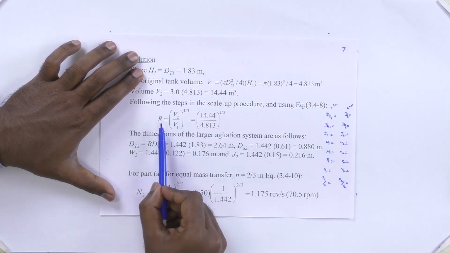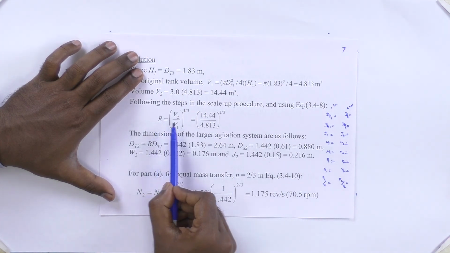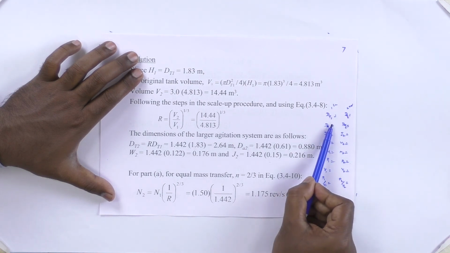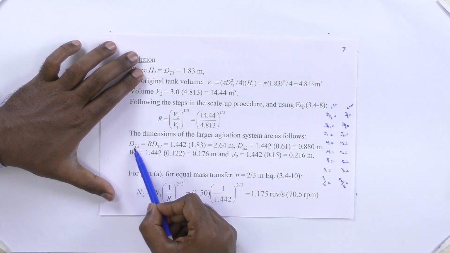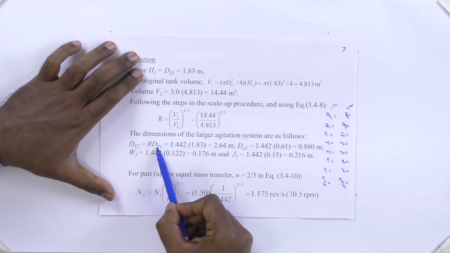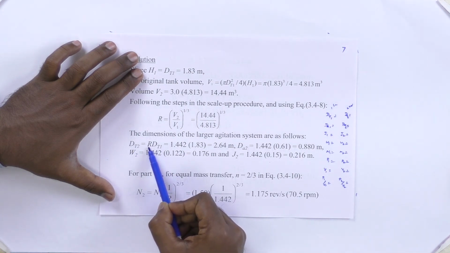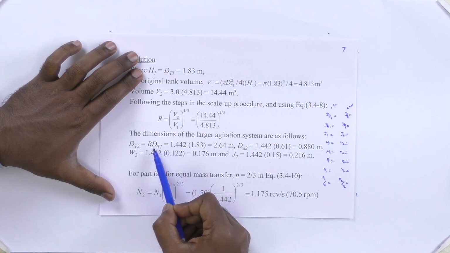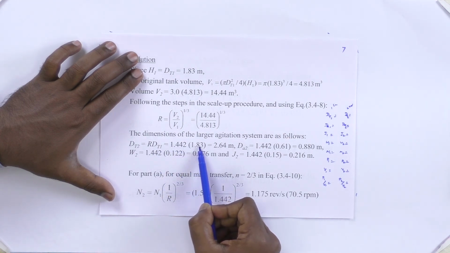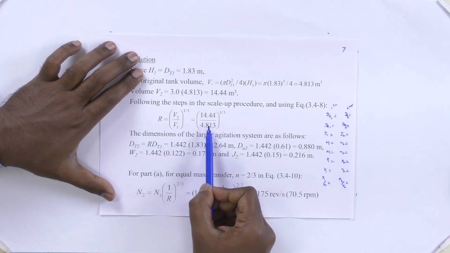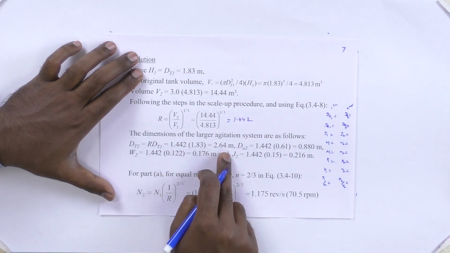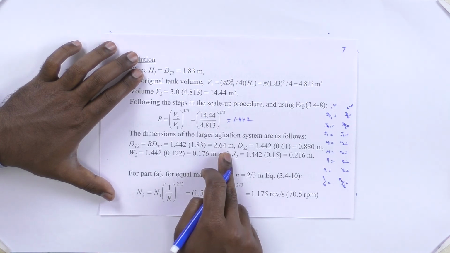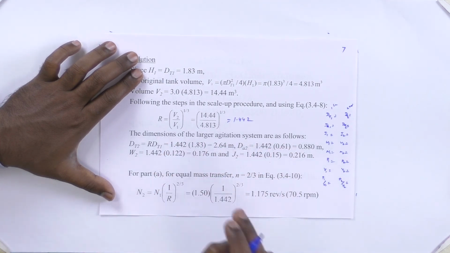So if you see here, we have calculated the scale-up ratio, and to calculate the new dimensions, we need to multiply the previous one with the scale-up ratio. So if you want to calculate the diameter of the tank for the second one, then you need to multiply the diameter of the tank of the first one into the scale-up ratio. The value for the first one is 1.83, and the value for your ratio is 1.442. So if you multiply, it is going to be 2.64 meters. Similarly, you have to calculate the other dimensions.